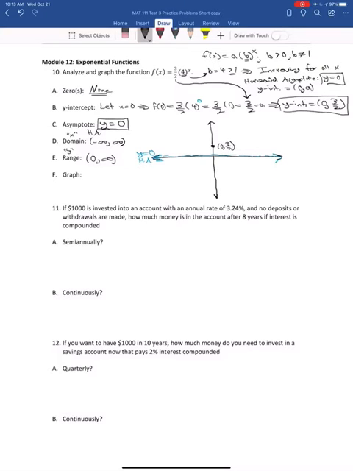And to give a little more detail, let's go ahead and find a couple other points. Let's label a few more points here.